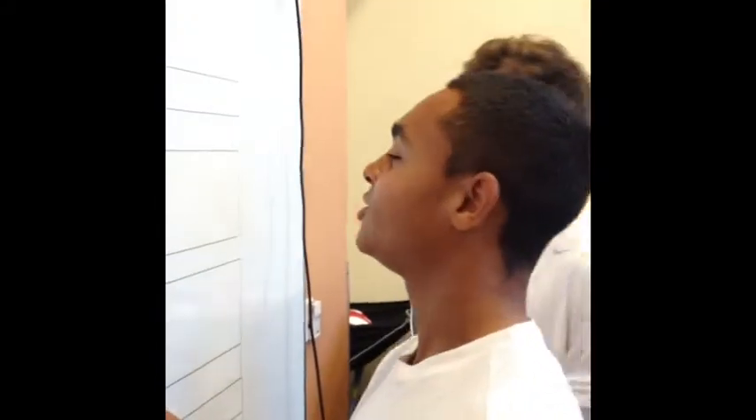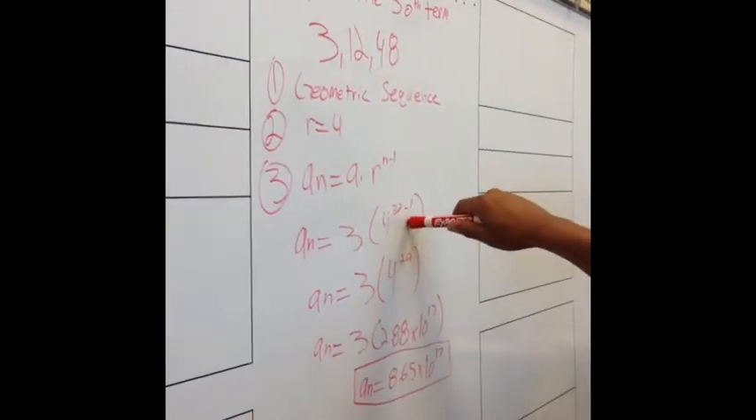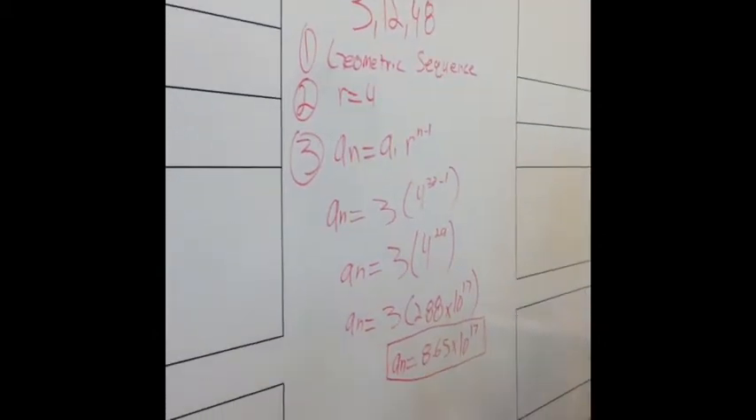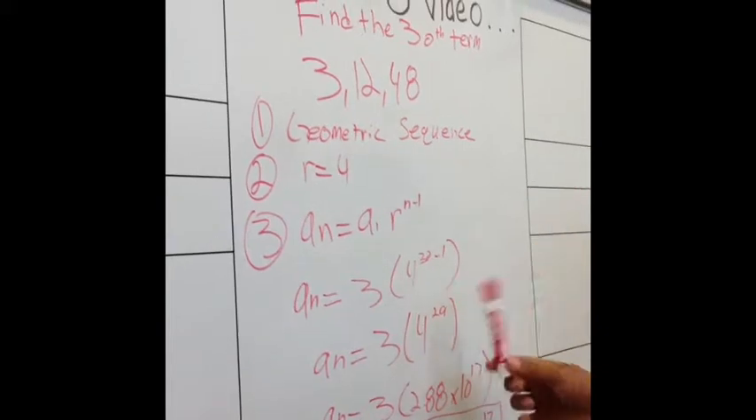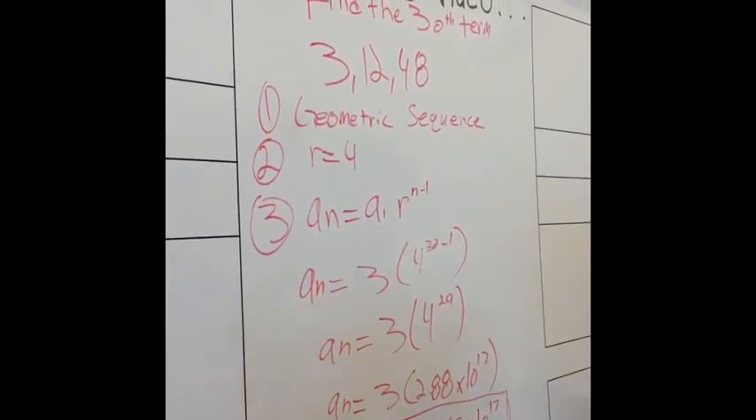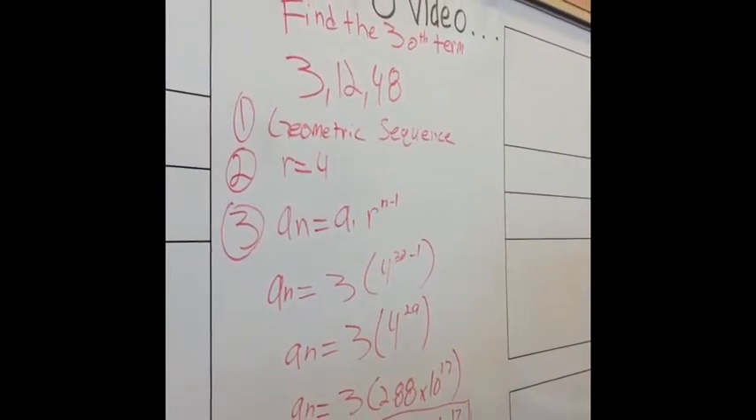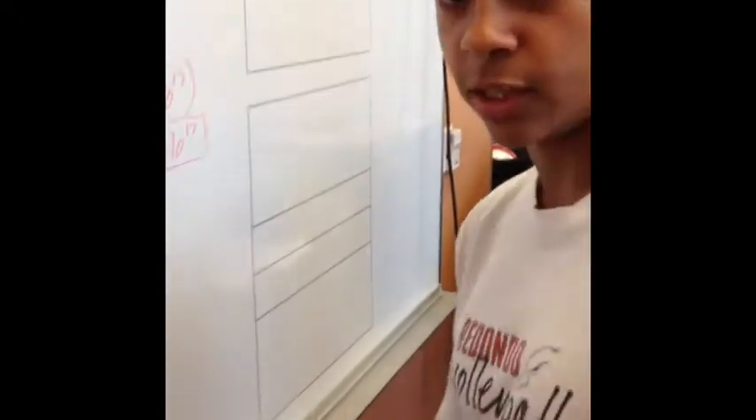And so what we do next is we do this first because you have to do that. And what's that called? Order of operations. That's 3 times 4 to the 29th power. When you plug this into your calculator, you get a giant number, a number that involves the letter E, like this right here.